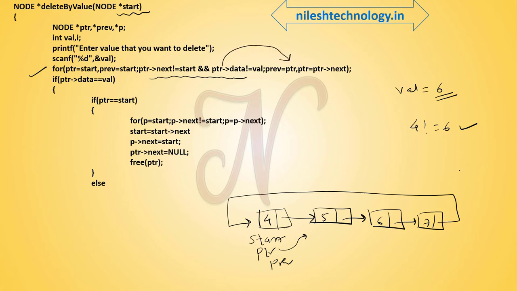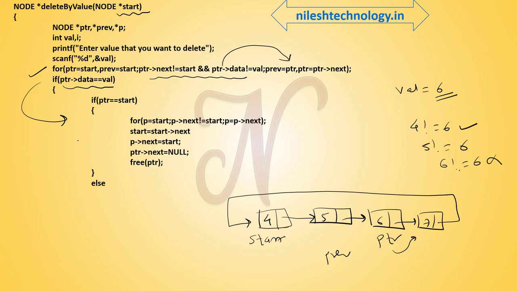So going to the incremental part, prev equal to ptr. Already prev is pointing to ptr, and ptr equal to ptr of next. This is your ptr. Again ptr of next is not equal to start and 5 is not equal to 6, true. So prev equal to ptr and the ptr equal to ptr of next. Again ptr of next is not equal to start, true, and ptr of data is not equal to value, false. So here we break this loop, going to if. Here data and the value match, and check inside if whether ptr is equal to start, no. So going to else.